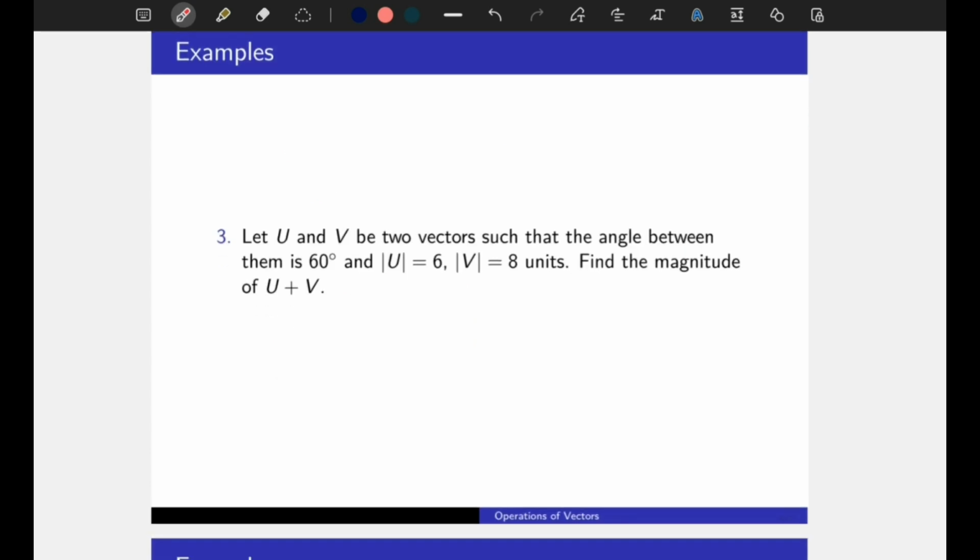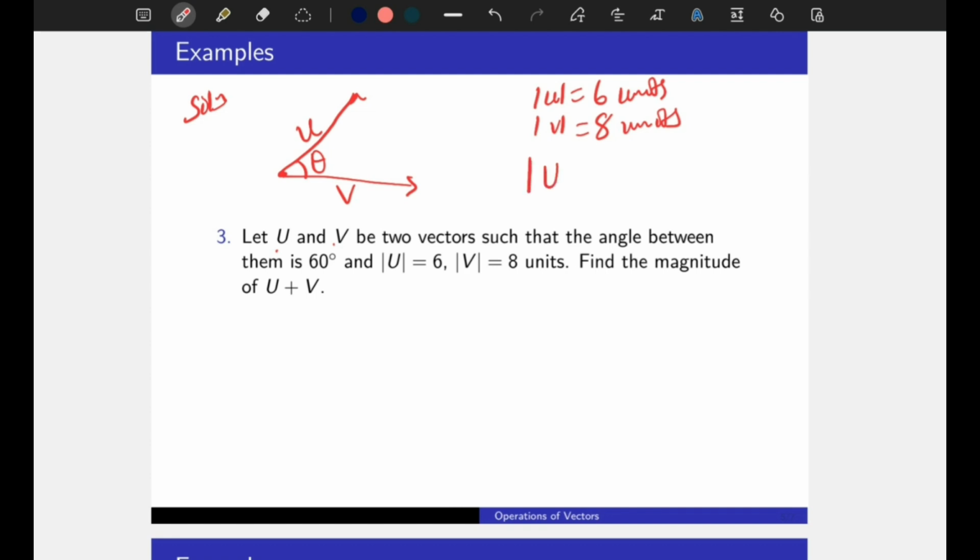In the third one, let's assume that u and v are two vectors such that the angle between them is 60 degrees. Let's assume that u is this one and v is represented by this. There is an angle between them, which means they are arranged tail to tail. The magnitude of u is 6, and the magnitude of v is 8 units. We are asked to find the magnitude of u plus v.